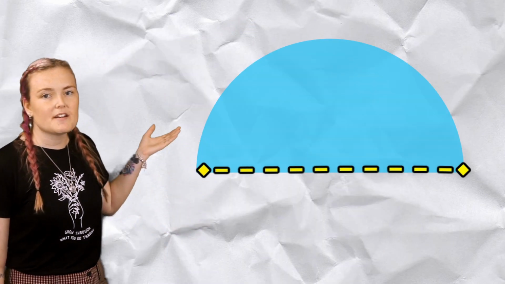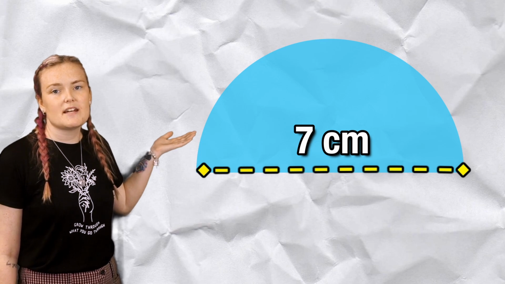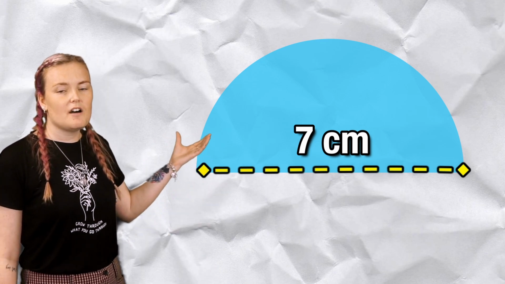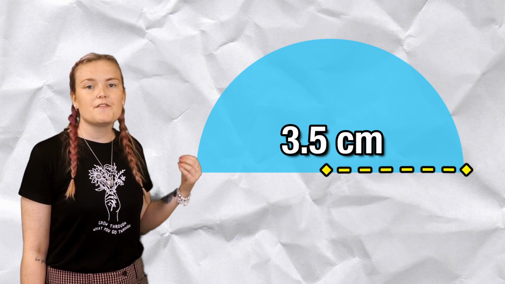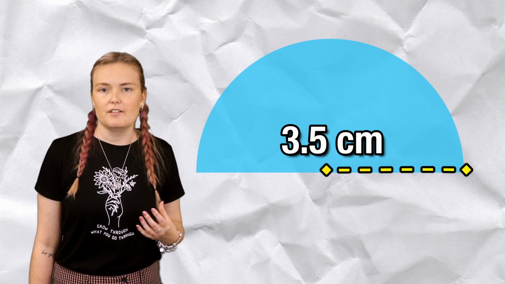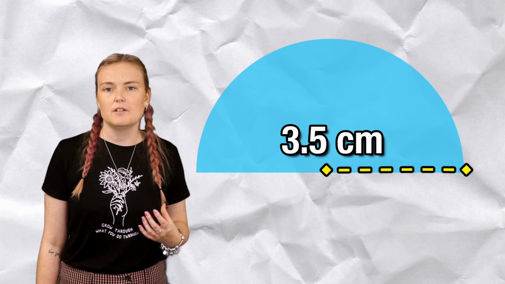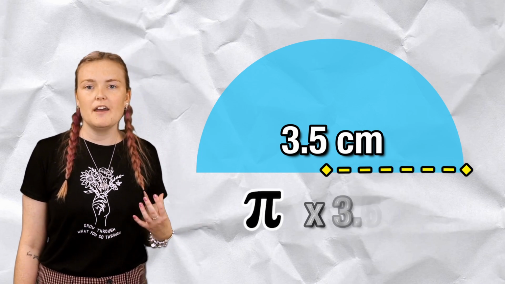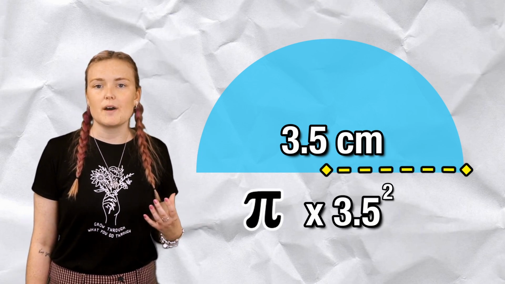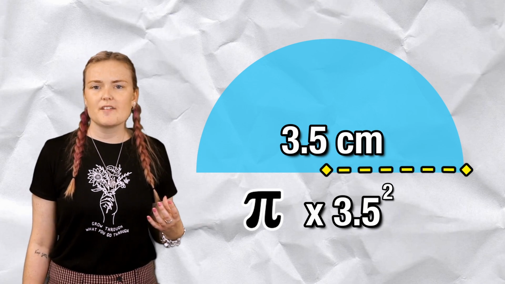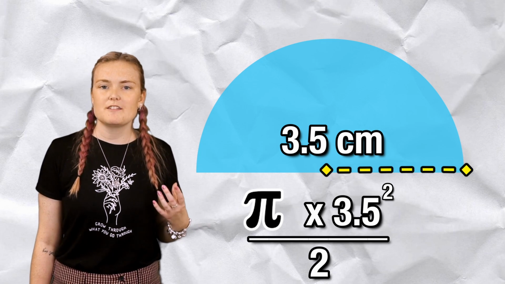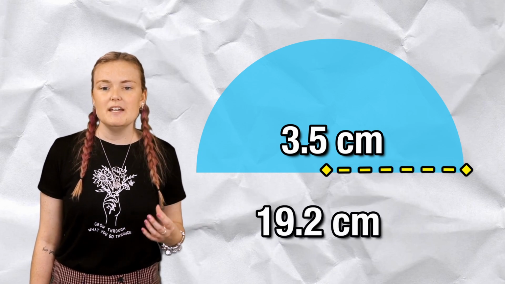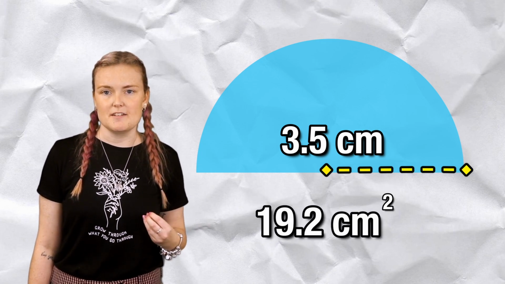Now let's look at a semicircle. So if I've got this semicircle here, it's got a diameter of 7 centimetres. So I only need half of this. So half of this is 3.5. So I'm going to find the area of a full circle. I'm going to pretend it isn't half for now and just do the full circle. So pi times 3.5 squared. But then I don't need the full circle. I only need a semicircle, which is half. So I'm going to half that total area. And that gives me 19.2 centimetres squared.